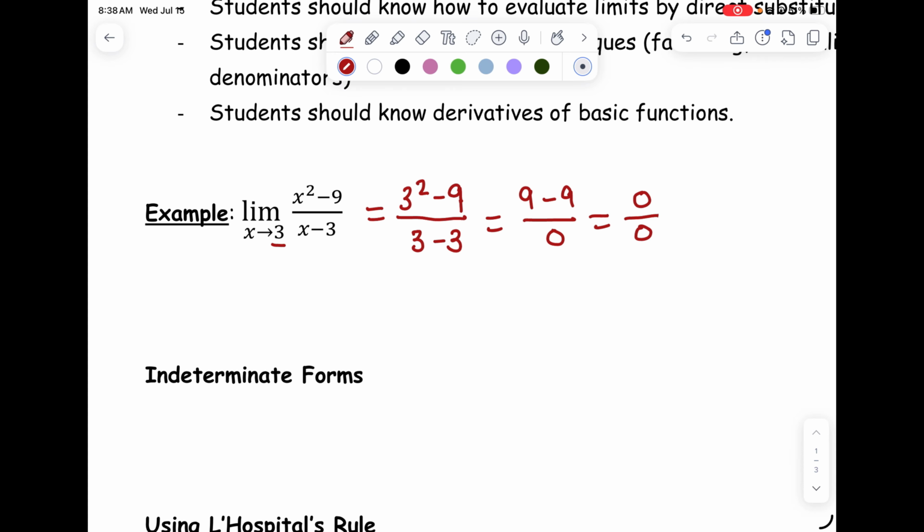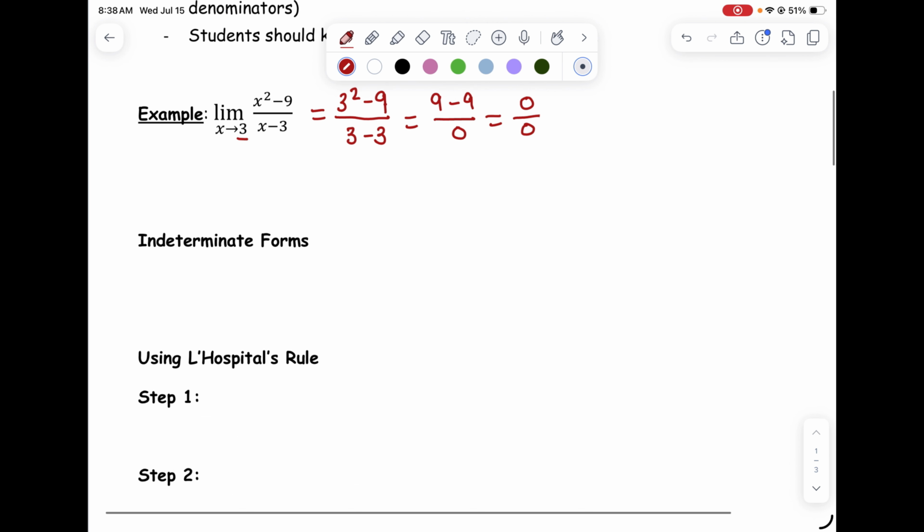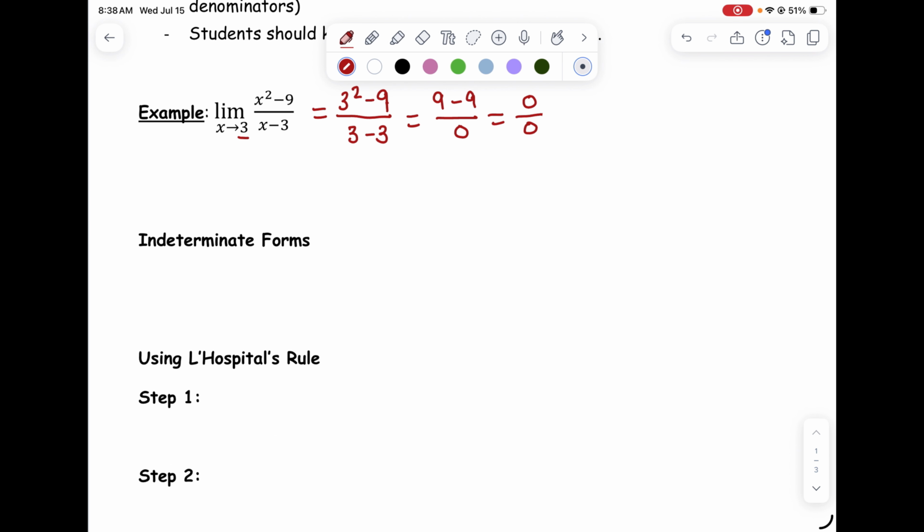And I'm sure a lot of you would probably want to say it's just 0. And why can't we just say it's 0? The reason is that division by 0 is undefined. We cannot divide by 0, so 0 over 0 is not a valid answer. Which leads me into what we're going to talk about next, which is indeterminate forms. Indeterminate forms means that we do not have enough information to determine the limit yet.